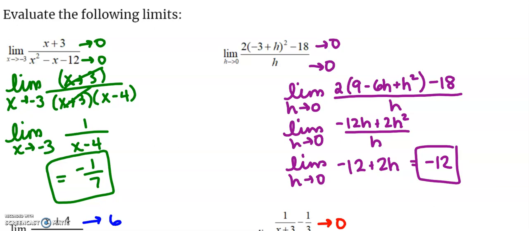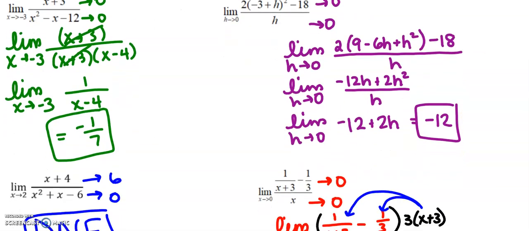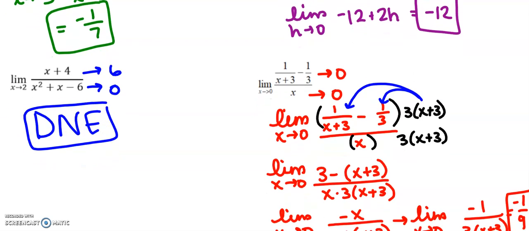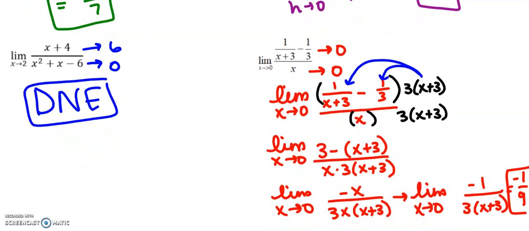All right, so here are our limit answers. The first one should have come out to -1/7. You can pause the video and look at the work if you need to. The second one should come out to -12. Again, pause if you need to. The third one requires no work because we got a number over 0, so it does not exist. This next one, we've got double denominators. I got an answer of -1/9. Again, you can pause the video and check my work.